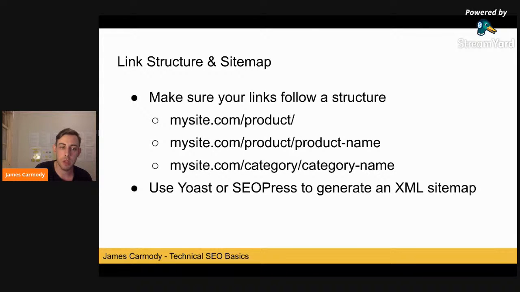Now, you can use Yoast, or I prefer SEO Press, to generate an XML sitemap. If you don't know what that means, don't worry. It kind of does it for you, but I'll show you in the demo.